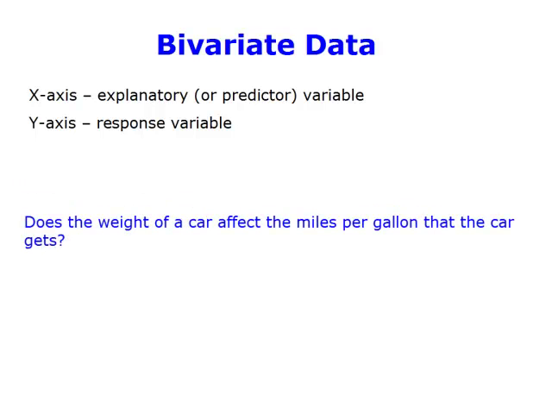In another example, does the weight of a car affect the miles per gallon that the car gets? In this example, the weight of the car will be the explanatory variable, and the miles per gallon that the car gets would be the response variable.